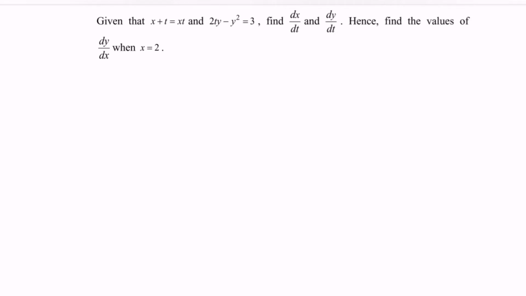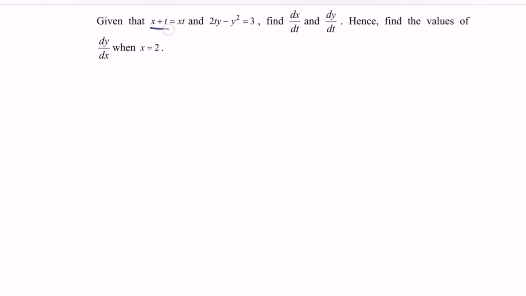Hello everyone, in this video I'm going to discuss the topic parametric differentiation. Given that x plus t equals xt and 2ty minus y squared equals 3, find dx/dt and dy/dt. Now I'm going to find dx/dt, meaning that we differentiate x with respect to t.